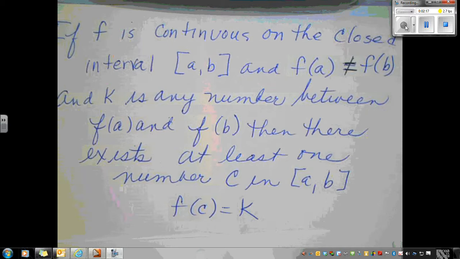It says, if our function's continuous on this interval a to b, and f of a doesn't equal f of b, and k is any number in between there, then somewhere along the line, there had to be a place that we hit that k. That's all it says.